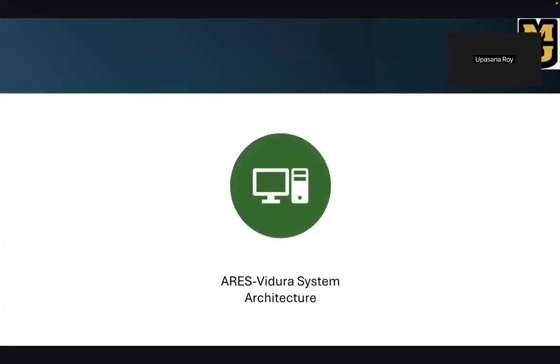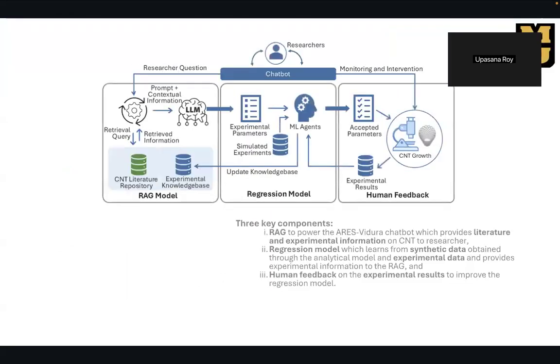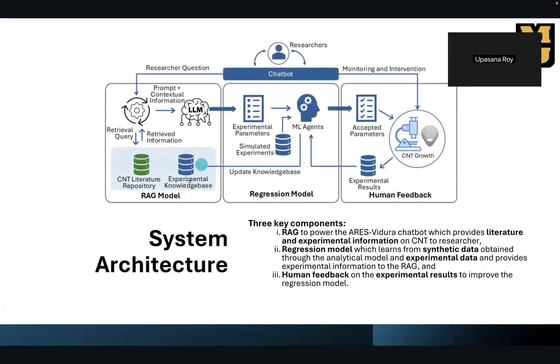Next, we move to the ARES-Vidura system architecture. As you can see here, we have three big components in our system architecture. The first one is a RAG model, which is composed of two different kinds of knowledge base. The first one is a CNT literature repository. The second one is an experimental knowledge base.